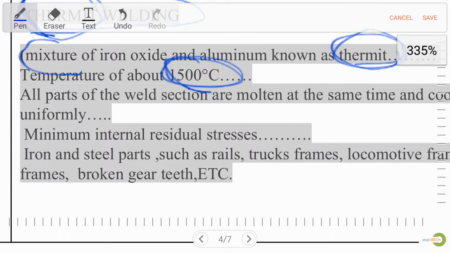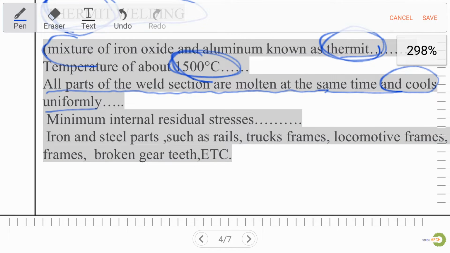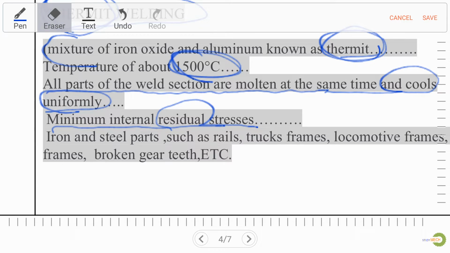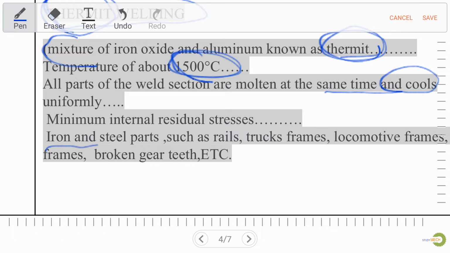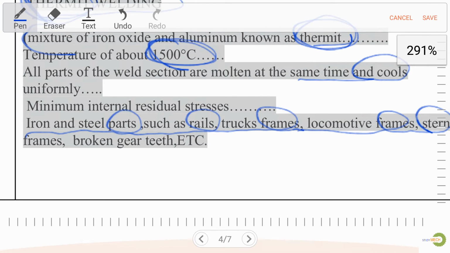Now in the thermite welding process, all parts of the weld section are molded at the same time and cool uniformly. So what is the benefit of this? The minimum internal residual stress will be generated, so that is good for the product. And this process is used for iron and steel parts such as rails, truck frames, locomotive frames, stern frames, broken gear teeth, etc.